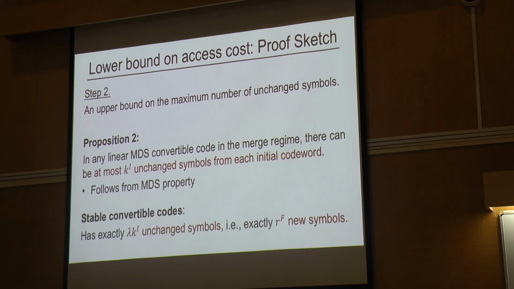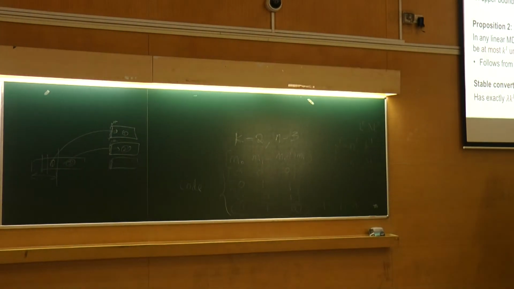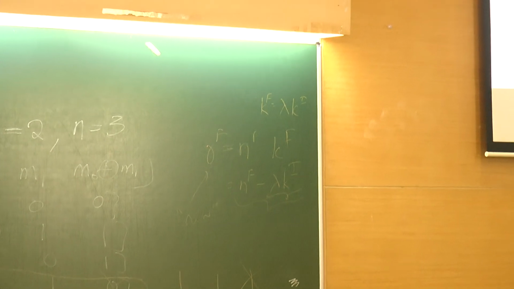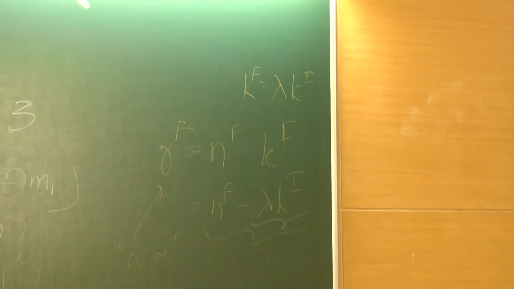So this is NF minus lambda Ki, and exactly lambda Ki is unchanged, and hence NF minus lambda Ki is new, and hence exactly RF number of symbols are new. Okay, so now the third step, we focus completely on only stable codes and derive a lower bound on the access cost. And then we will relax this requirement. So in this step, we will focus only on stable codes. So recall that in stable codes, exactly RF symbols are new, right, as we just saw.